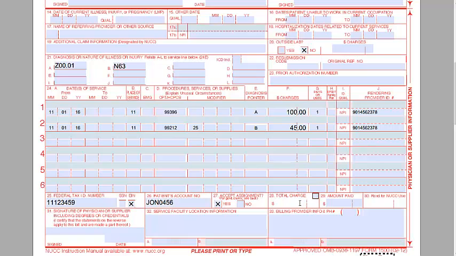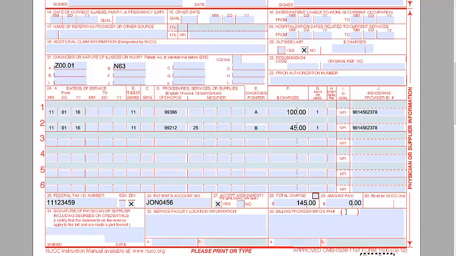Item number 28, we total up the charges and we indicate the amount that was paid. Item number 30 is left blank. Item number 31 is left blank. Because we saw the patient in the office, we're going to go ahead and leave item number 32 blank.